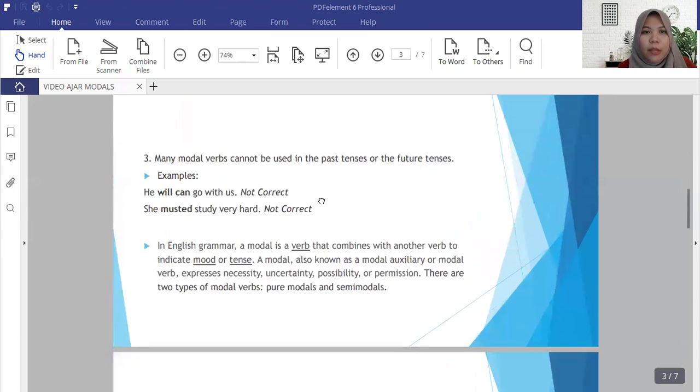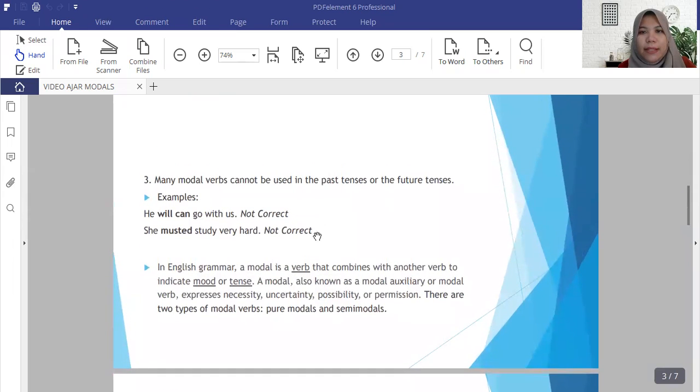So third, many modal verbs cannot be used in the past tense or the future tense. For example, "he can go with us" is not correct. Why is it not correct? Because it combines the future tense with the use of a modal verb. If we want to use modal verbs, we cannot use them in the past tense and future tense. So "he can go with us" is not correct.